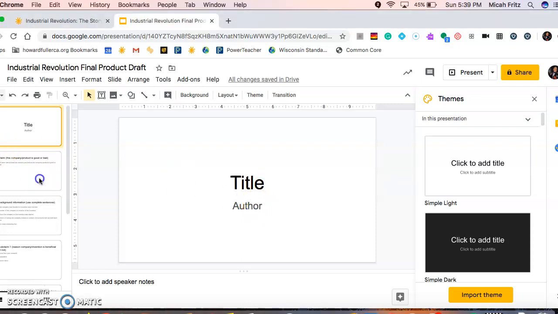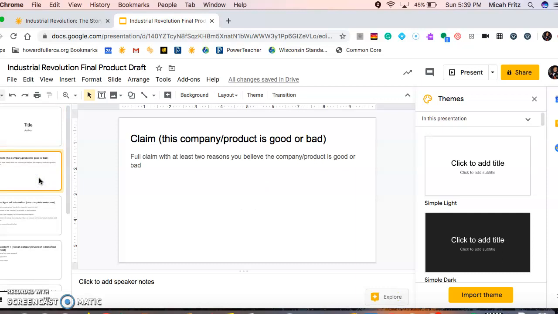Okay, let's go on to slide number 2. Slide number 2, we want to right away put down our claim and explain why we think this company or product is good or bad for us as a society. Okay, so this you're going to start including your claim that you put down in checkpoint 4, where you said this product is good for us because, and then two reasons, or this product or business is bad for us, and two reasons there. Okay, so make sure you're writing out that in full sentences and including that there.